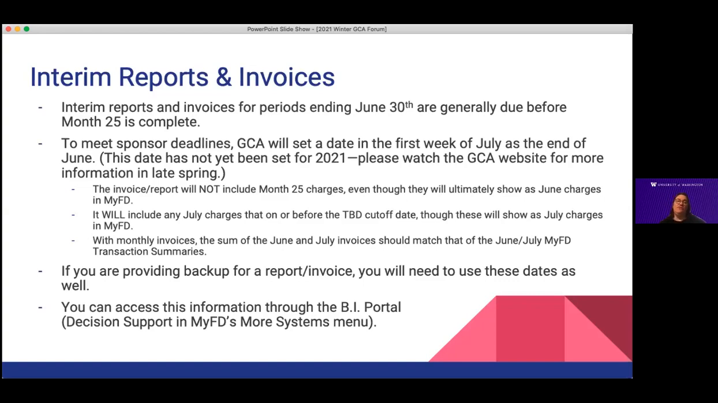So for example, if you're looking at monthly invoices, the invoices won't exactly match June or July, but if you add them together, they should match June and July added together. And if you have to provide your own backup to go along with the report or invoice, you will need to use those same dates. And you can access this information through the BI portal, which is decision support in MyFD's More Systems menu.